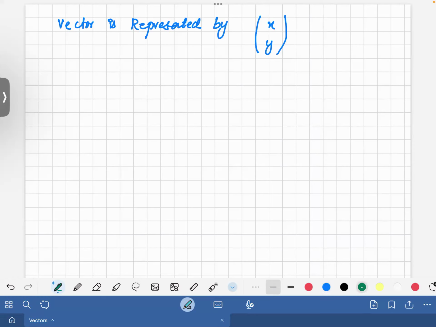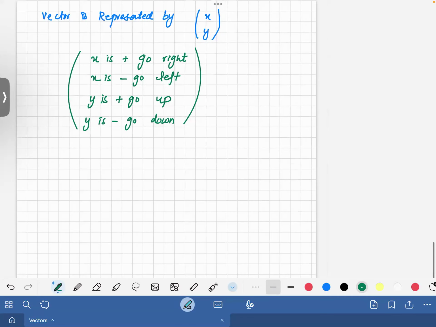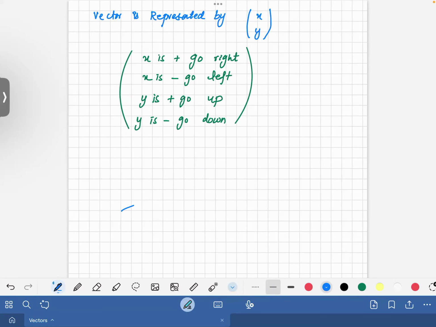So beta, remember one thing: when x is positive, we go right. When x is negative, we go left. When y is positive, we go up. When y is negative, we go down. This will clear 90% of vectors. Example: let me draw an arrow here.